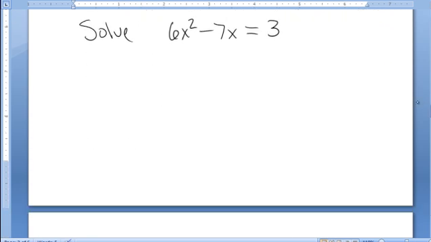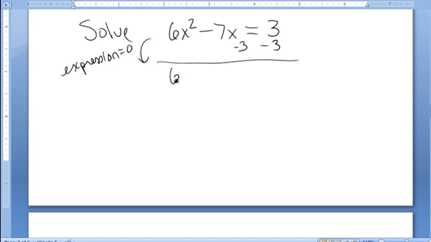And lastly, I want to solve the equation 6x squared minus 7x equals 3. It'd be great if I could use the zero product property. The zero product property says we need to have factored quantity equals 0. So first, I'll rewrite it so it is expression equals 0. To do that, I can subtract 3 from both sides. When I do that, I now have an expression 6x squared minus 7x minus 3 equals 0.